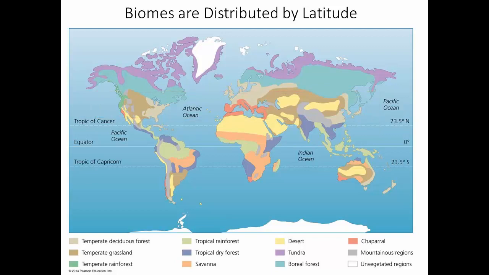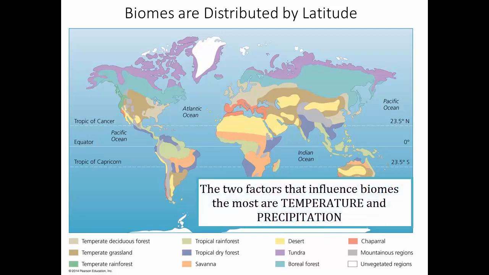The pattern of biome distribution across the globe exists because the two greatest factors that influence biomes the most are temperature and precipitation. For this reason, biomes are largely a function of climate. Climate is determined by position on the globe, so it makes sense why we see bands of biomes across latitudes.